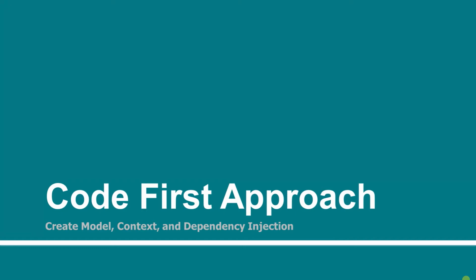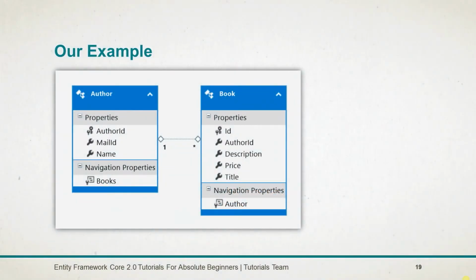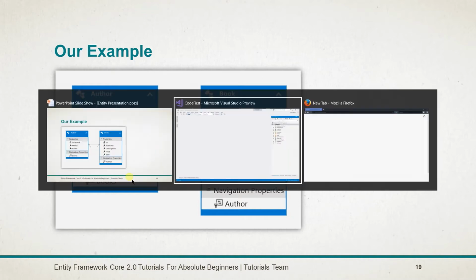In this session we will create a model of the below database, which includes the two tables, book and author. The book table contains properties like ID, title, description, author ID and price, and the author table contains the author ID, name and mail ID. There is a one-to-many relationship between the author and book. Here, author in the book class and book in the author class are known as navigation properties. We will learn about this later in this session. Let's switch to Visual Studio.